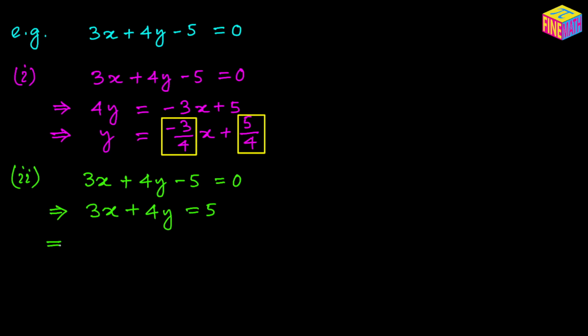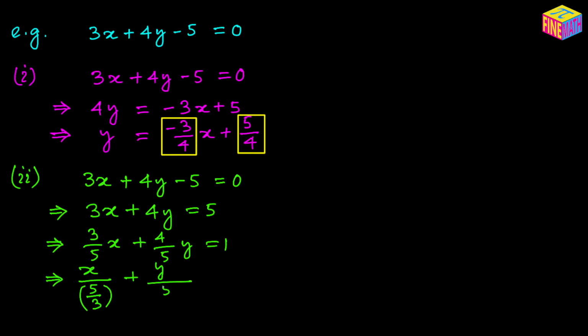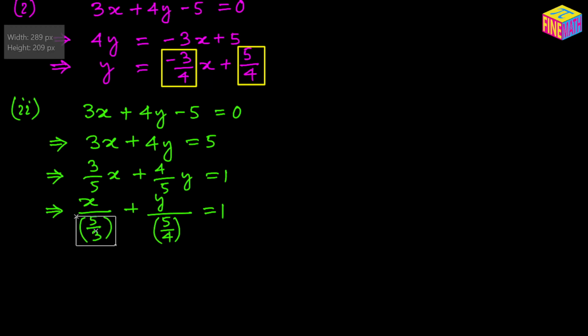and if we divide both sides by 5, we get 3 over 5 times x plus 4 over 5 times y is equal to 1, and from here we can write it as x over 5 over 3 plus y over 5 over 4 is equal to 1. So now we can see that the x-intercept is 5 over 3 and the y-intercept is 5 over 4. I hope it is clear up to this point. And then we are going to convert it into the perpendicular form.